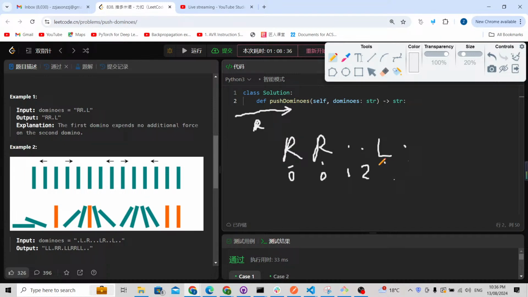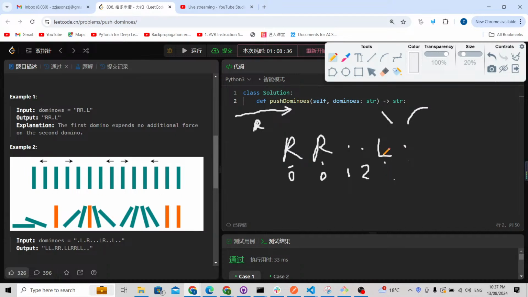So for this dot, what is the closest distance to the right side? Here we will not use 3, because if we find a left, it means there will be no influence to the right force. If this board falls down to the left side, it can never rotate to the right side, because it has already become the left side.